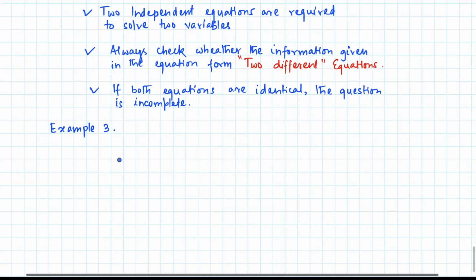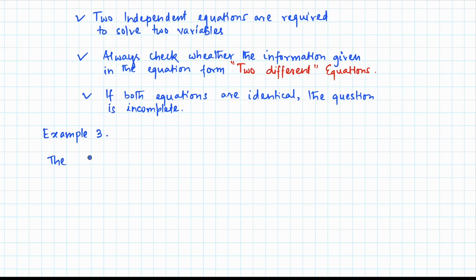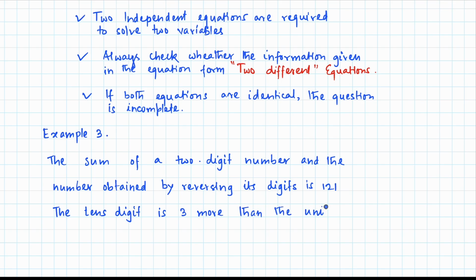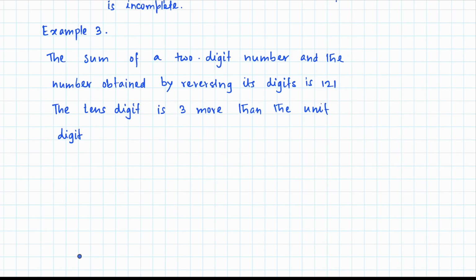So now we'll take example 3. So this is very important. Now let's take the question. The sum of a two-digit number and the number obtained by reversing its digits is 121. Now the tens digit is 3 more than the unit digit. Find the number.